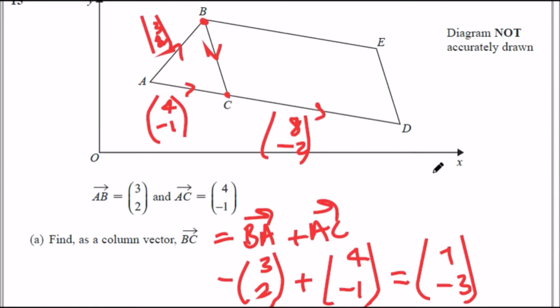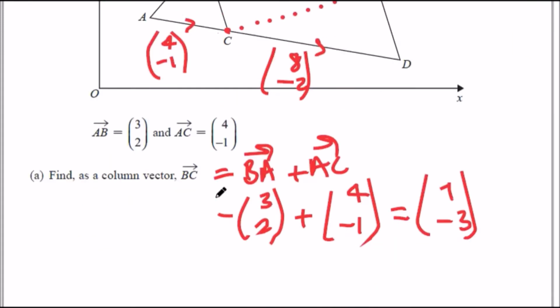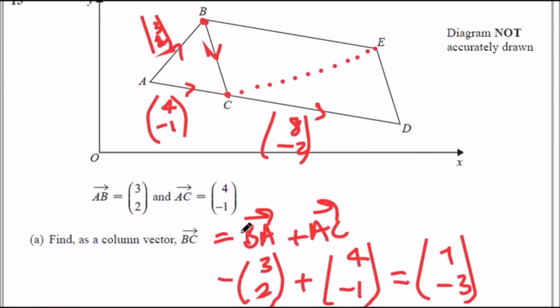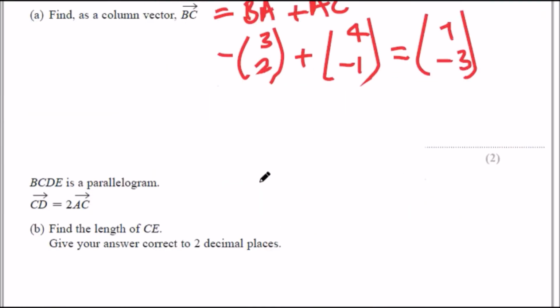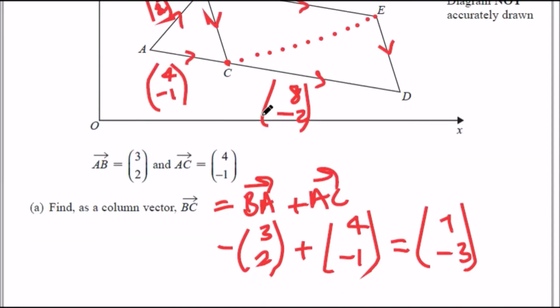So where's CE? Now we need to somehow get to CE. And notice, we know that BCDE is a parallelogram. Since BCDE is a parallelogram, this tells us that this direction is the same as this direction, so this is also going to be (8, -2), and that BC is the same as ED. But all we really care about is to find the length of CE.